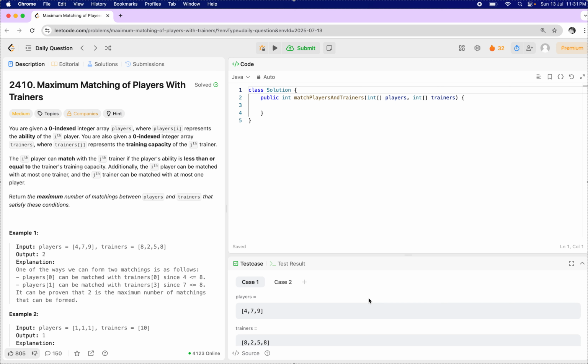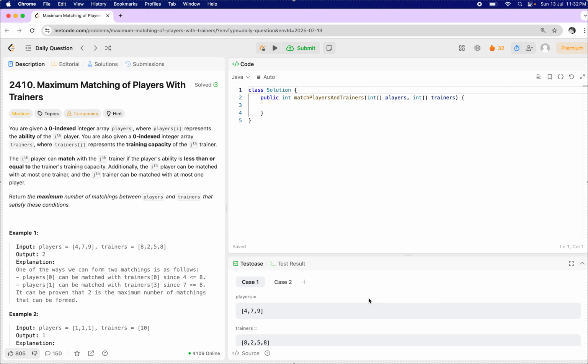Hello guys, so today we are here to solve our daily LeetCode challenge, and today's daily LeetCode challenge is Maximum Matching of Players with Trainers. Though this is a medium category problem, if you carefully look at it, you'll realize that this is basically a greedy algorithm where we have to get the maximum matching.